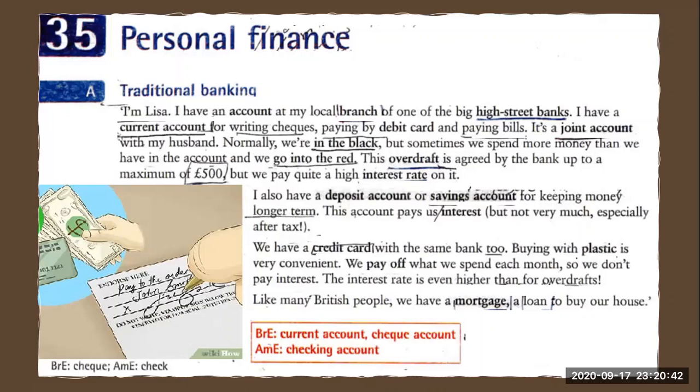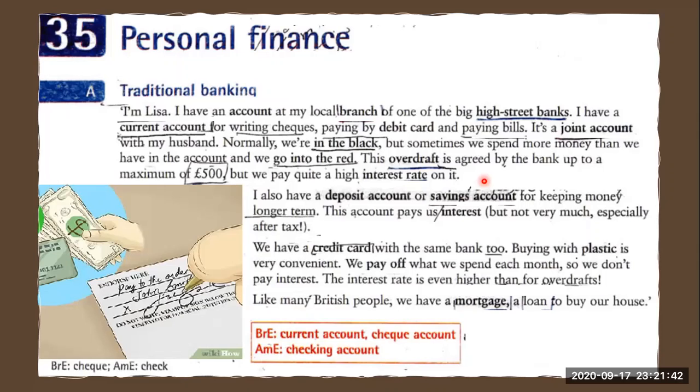Okay, so here the important words are branch, account. I'm going to use the pointer better. Okay, so the keywords or the vocabulary words are account, branch, high street banks, current account, debit card, joint account, in the black, go into the red, overdraft, and rate. You probably understood the concepts just by reading. I recommend you to use a dictionary for definitions, not for translation. You can check on Oxford Dictionary for business, that's the best one.